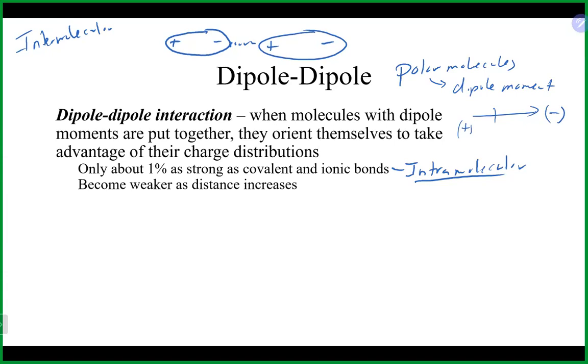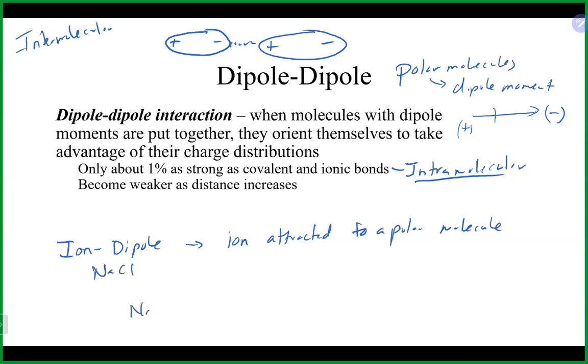In addition, in terms of dipoles and polar molecules, there is another interaction known as ion-dipole. An ion-dipole is pretty much what it sounds like. It is an ion attracted to a polar molecule. This is essentially how we get ionic compounds to dissolve. So if we took something like sodium chloride, it would have a sodium ion and a chloride ion.